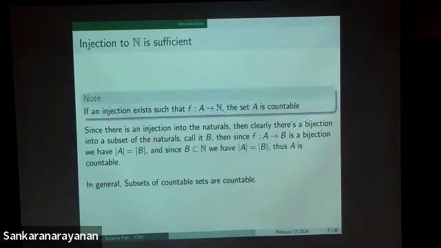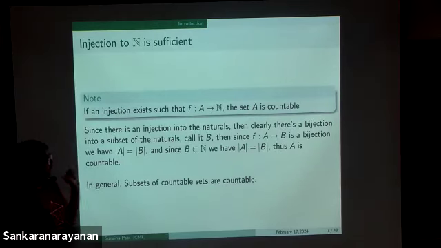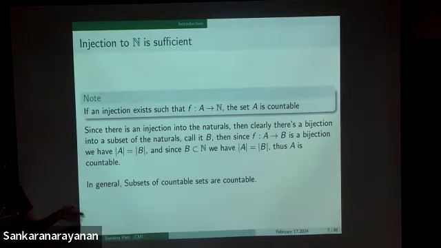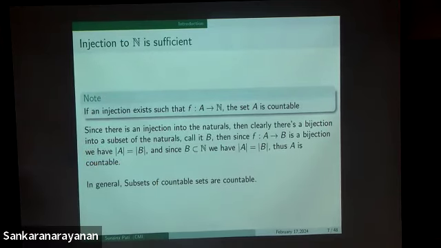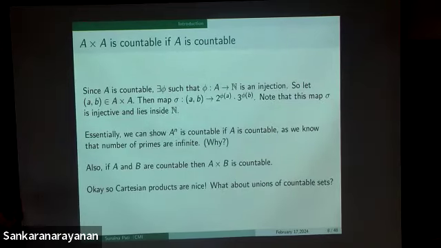Why? If an injection exists, then I can essentially create a bijection. So I can create a bijection onto a set B that would be a subset of N, and that set B would have cardinality less than or equal to N. So I can say that it is countable. Do you guys see why? Okay, nice. I'm going quickly over it because I think most people are comfortable with it.